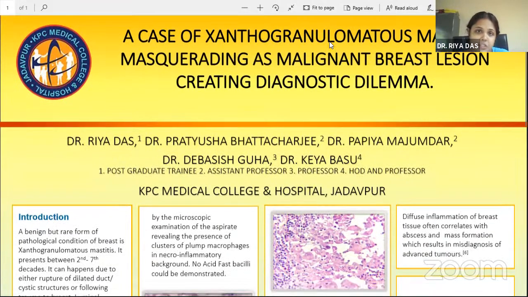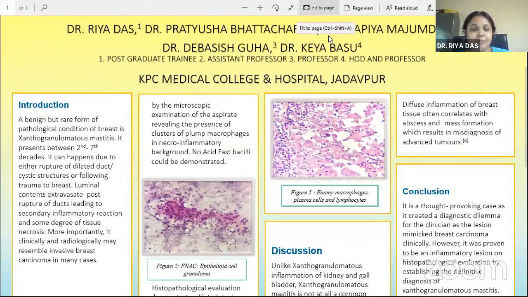We were really expecting to find some malignant cells in the smear, but to our surprise, there were clusters and few aggregates of histiocytic cells along with plump macrophages in a necroinflammatory background. For confirmation, we did a ZN preparation, and there we could not demonstrate any AFB. Finally, in histopathological examination, we saw dilated ducts having detritus. Those were rich in macrophages, along with a periductal florid inflammatory reaction, again rich in foamy histiocytes, multinucleated giant cells, plasma cells, and few lymphocytes.